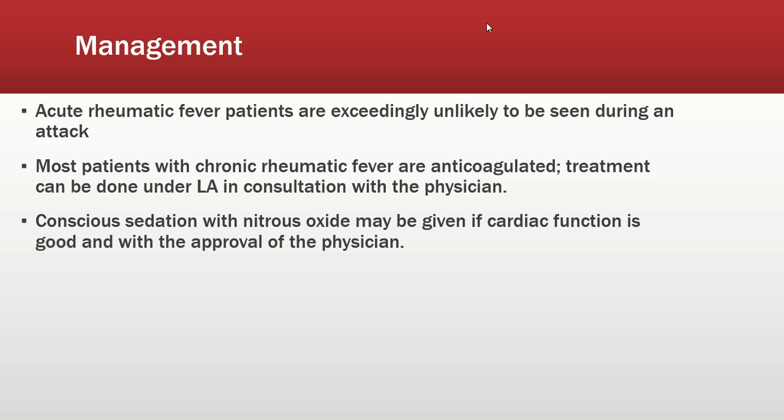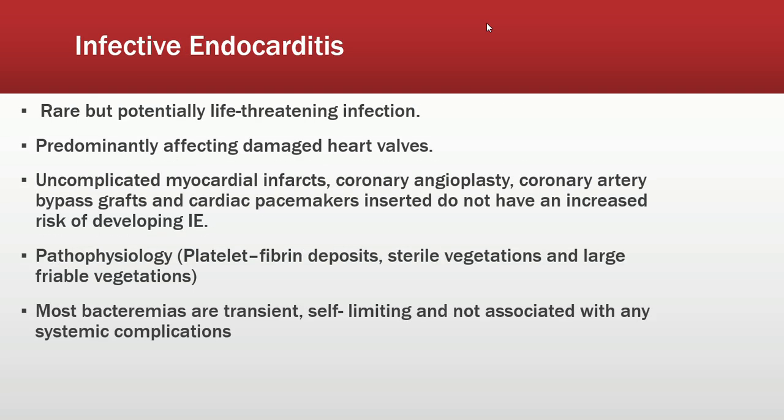Now, why do we talk about rheumatic fever? Because we have something very important after that called infective endocarditis. This is a rare but potentially life threatening infection, predominantly affecting the damaged heart valves. First, the valves become damaged, and there will be platelet fibrin deposits on the valve. After that, there will be sterile vegetations. Still, everything is fine, they're sterile.